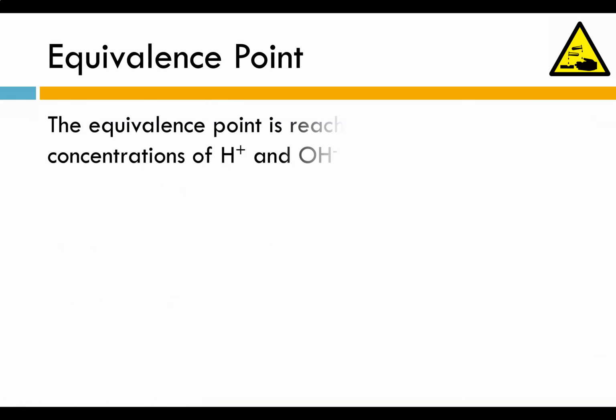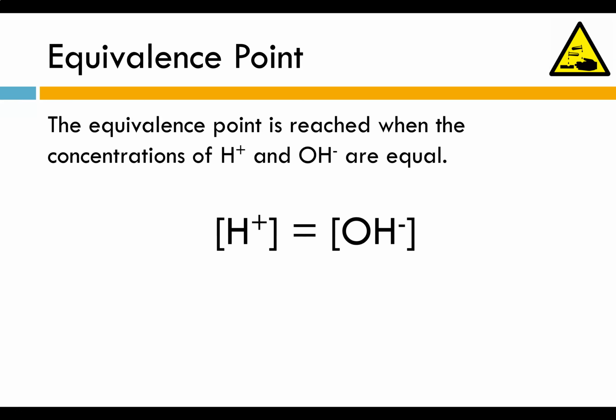Again, at the equivalence point, you have equal concentrations of H+ and OH- ions. This is where all of the acid has been reacted with the perfect amount of base so that we have equal concentrations of the two. Hopefully we've formed water, there's no extra ions left over, and we should have a neutralized solution. So again, H+ molarity and OH- molarity are equal to one another.